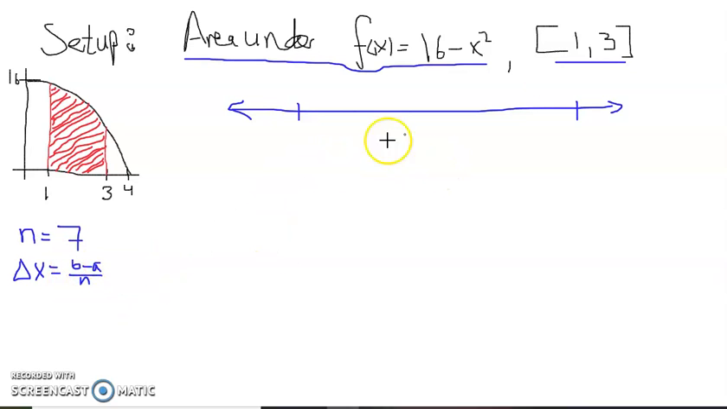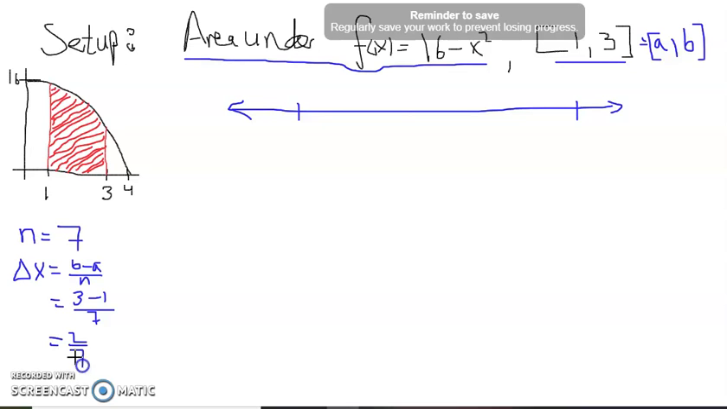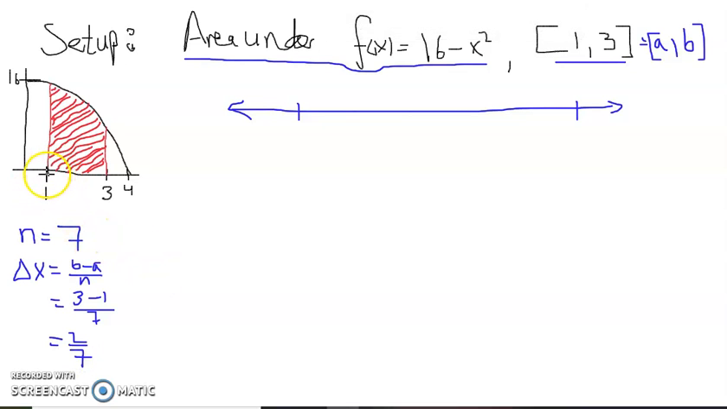Okay, what is b, what is a? This here is from the lower bound to the upper bound, a to b, 1 to 3. So in other words, we're going to do 3 minus 1 over 7, which is 2 sevenths. 2 sevenths is going to be the distance from one point that we choose to the next point that we choose.